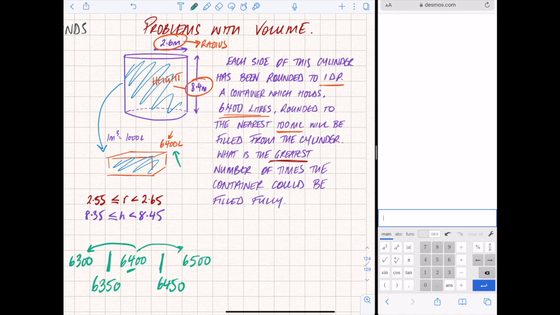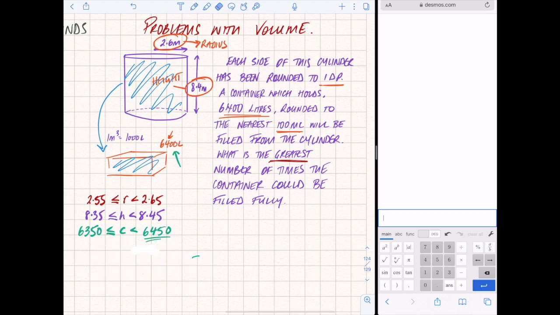Okay, so the container, I'm going to call the container C. The upper bound for the volume of the container is 6,450. And so that sign is less than, sorry. And the sign on the left-hand side is equal to 6,350. So I'm saying that this is the greatest possible size of the container, and this is the lowest possible size of that container. Okay, so there's a 100 millilitre swing in that.